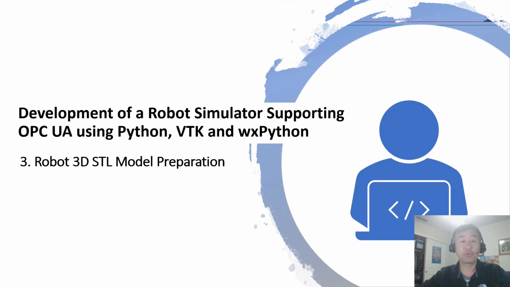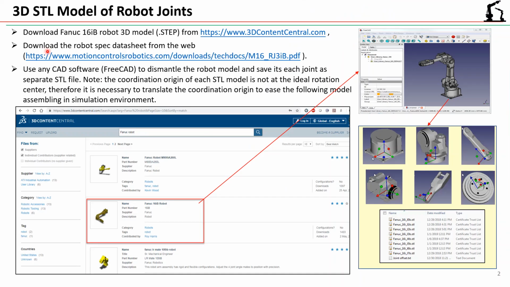Today I'm going to show you the third step on development of a robot simulator supporting OPC UA using Python, VTK, and wxPython. This step is to prepare the robot 3D model in STL format. How do we do that? Step by step. First, we need to download a FANUC 16IB robot 3D model.